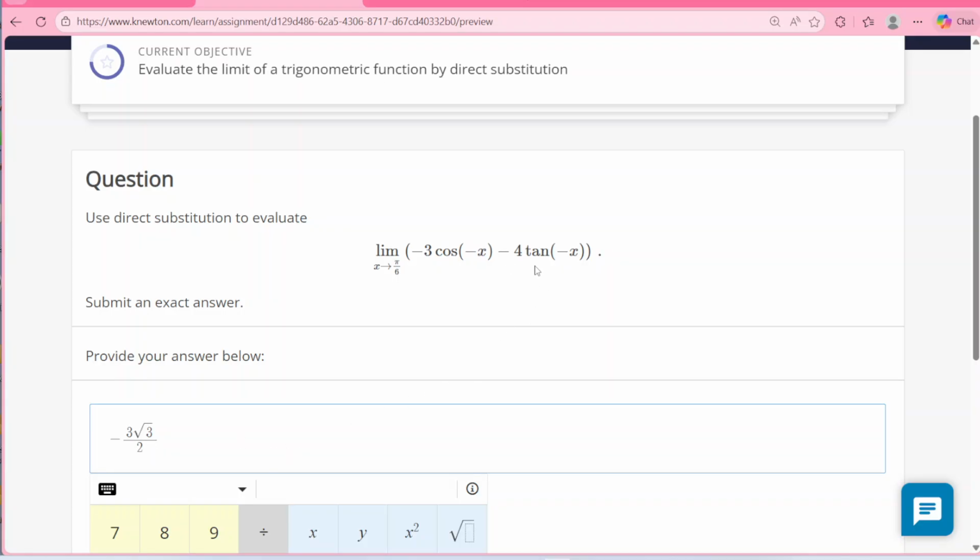And then minus 4 times the tangent of negative pi over 6. Again, the tangent of negative pi over 6 we saw in the last problem, that was negative root 3 over 3. So this is minus 4 times negative, so plus 4, negative times negative, so plus 4 times root 3 over 3.